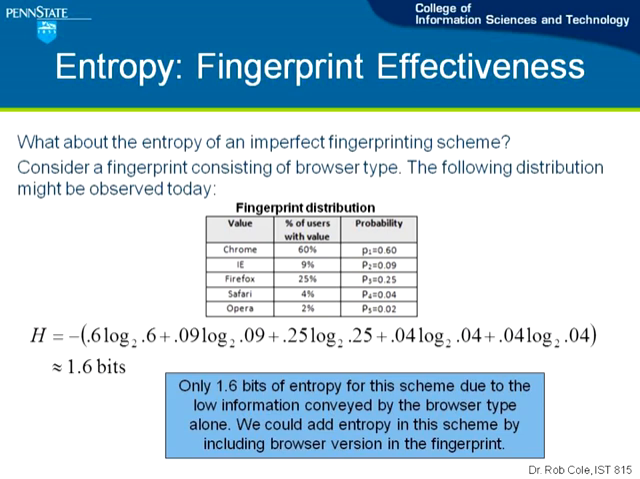Clearly we need more fingerprint data if we want to get close to the desired 6.6 bits of entropy needed for our 100 users. We could add entropy by collecting browser version instead of just browser type. Of course, real-world tracking deals with far more than just 100 users, millions in fact, so we need a lot more than just a few bits for an effective fingerprint.